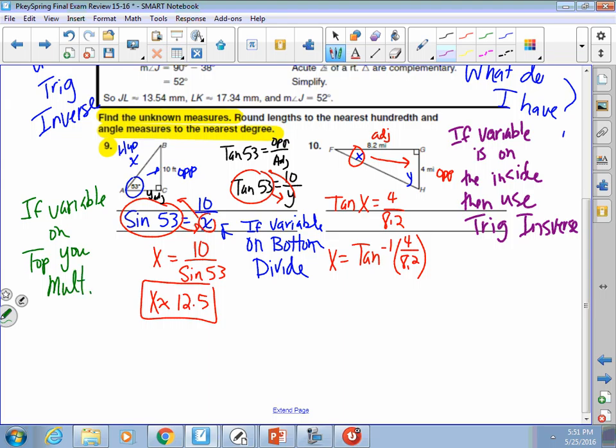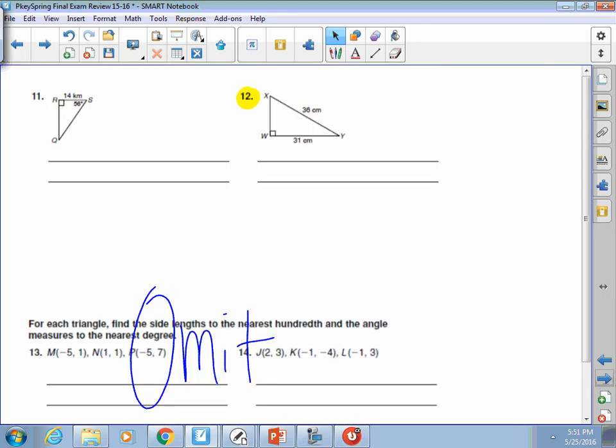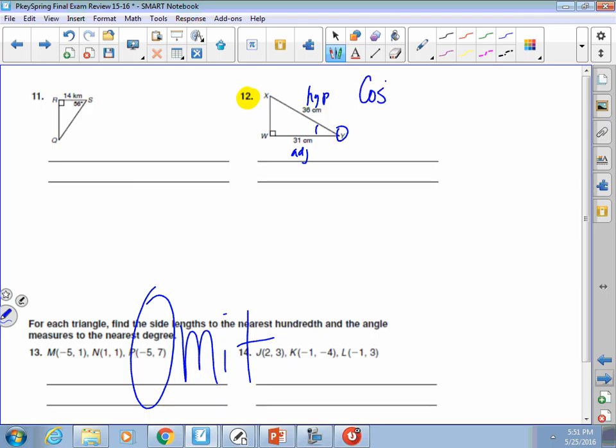Okay. So the other test question is number 12. Because they've given you two sides, you need to use inverse. So if I want to find this missing angle y, again, I'll label the sides in relationship to our angle. This would be adjacent. This would be hypotenuse. So this would be cosine inverse of 31 over, I believe it's 36.